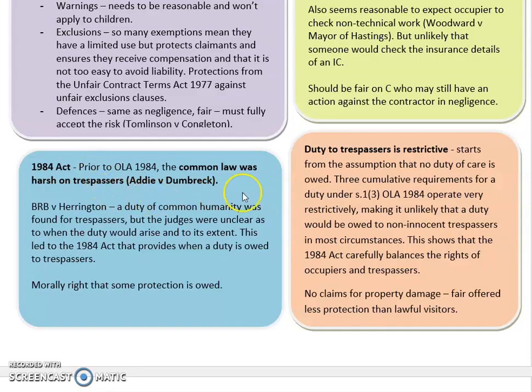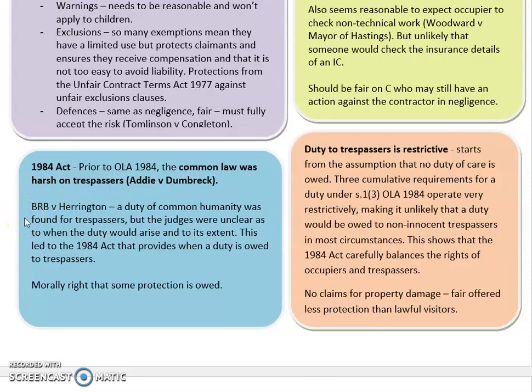And you could talk about the tragic case of Addy and Dunbreck, where a 4-year-old boy crawled through a gap in a hedge at a playground and was tragically killed on the defendant's land. And because he was technically classed as a trespasser, even though he's just an innocent 4-year-old child, his parents were unable to claim because he was a trespasser, and the law owed very little to people classed as trespassers.